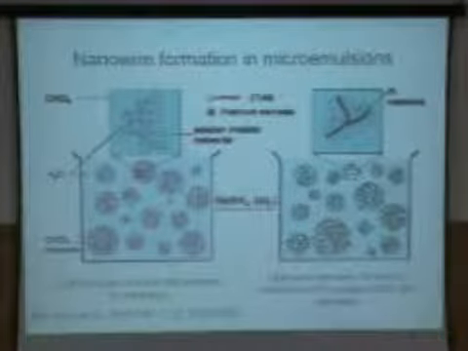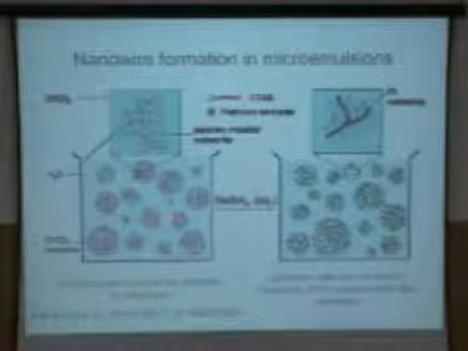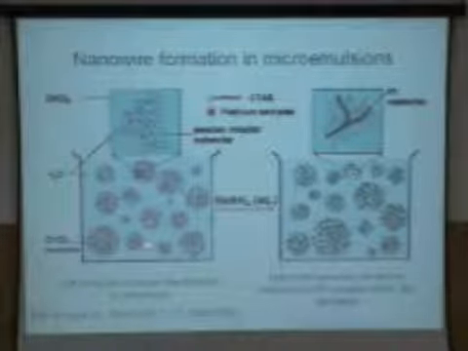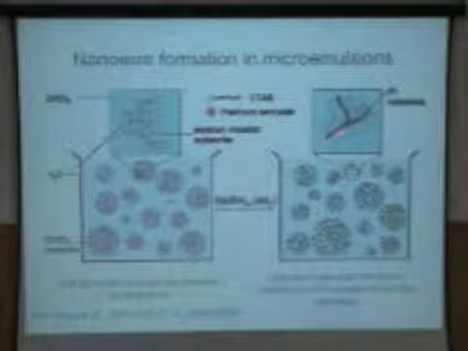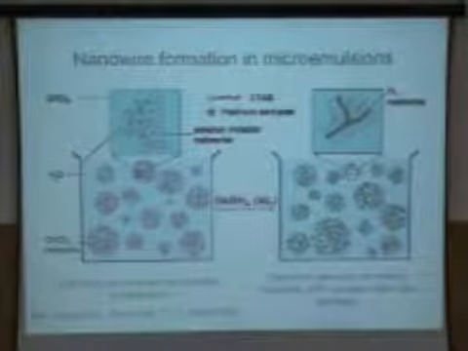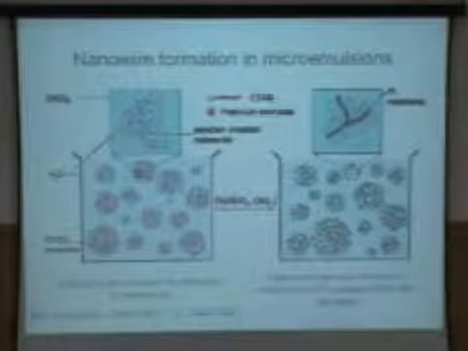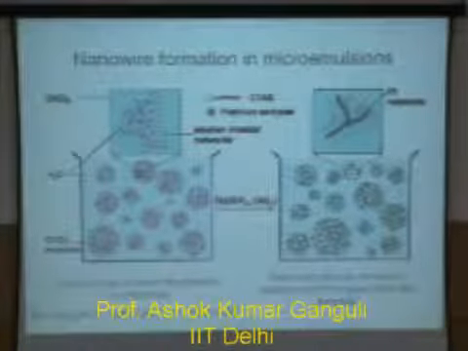This is probably the last slide I want to show. You can make nanowires within the microemulsions which I discussed earlier, and you can make Y junctions. One example of Y junctions I told you, you can make like that using microemulsions or surfactant based synthesis.